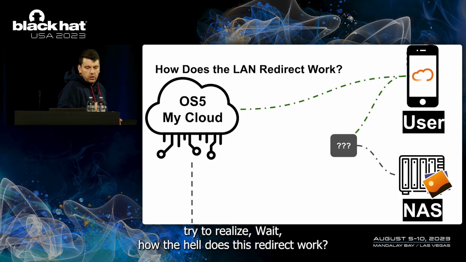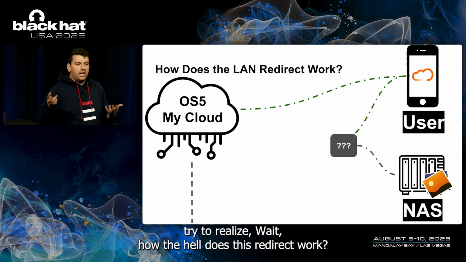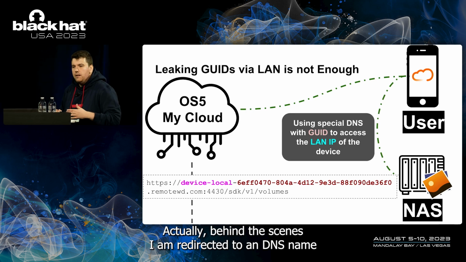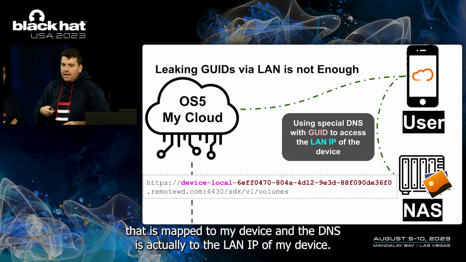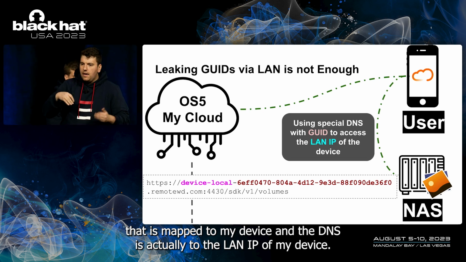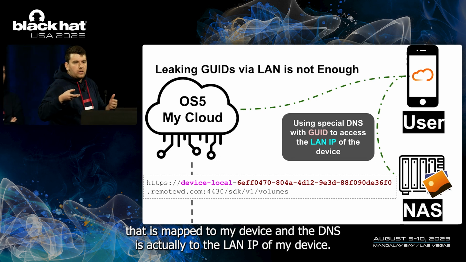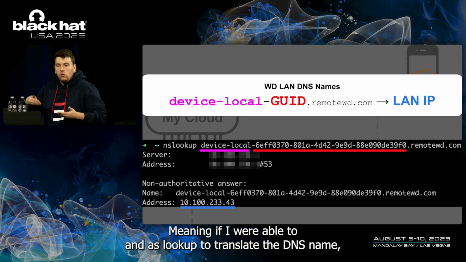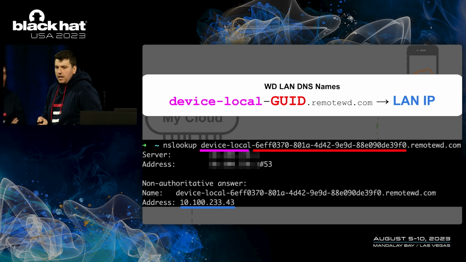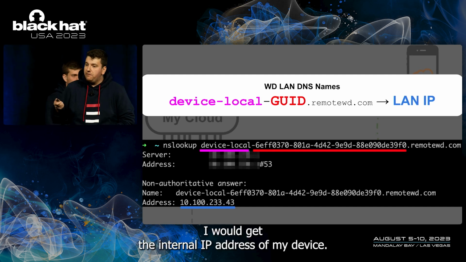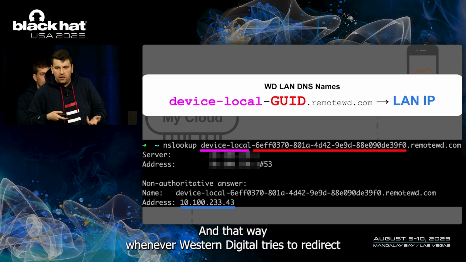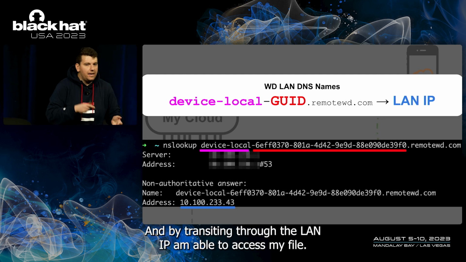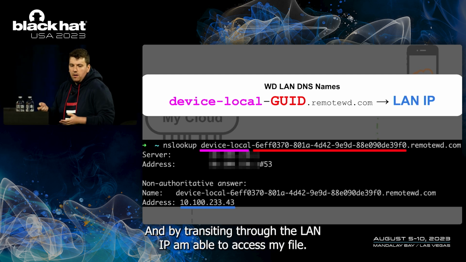That's when we tried to figure out, wait, how does this redirect work? How am I redirected to my NAS? Actually, behind the scenes, I am redirected to a DNS name that is mapped to my device, and the DNS name is actually converted to the LAN IP of my device. Meaning, if I were to run an NS lookup to translate the DNS name, I would get the internal IP address of my device. And that way, whenever Western Digital tries to redirect me, it simply tells me, hey, fetch this file, and by translating it to the LAN IP, I'm able to access my file.